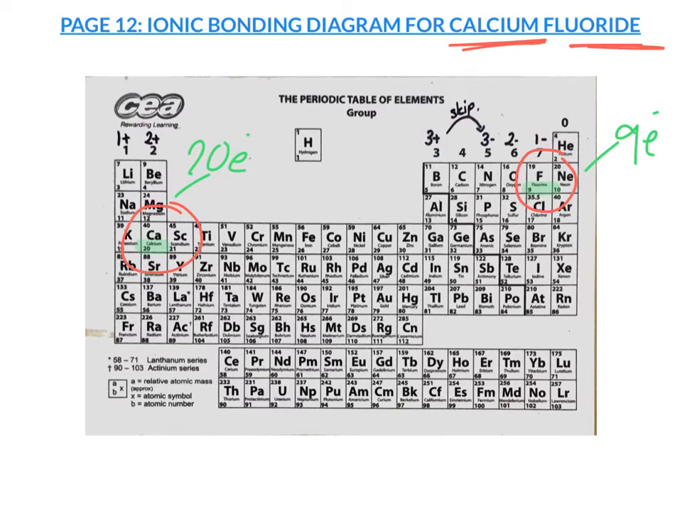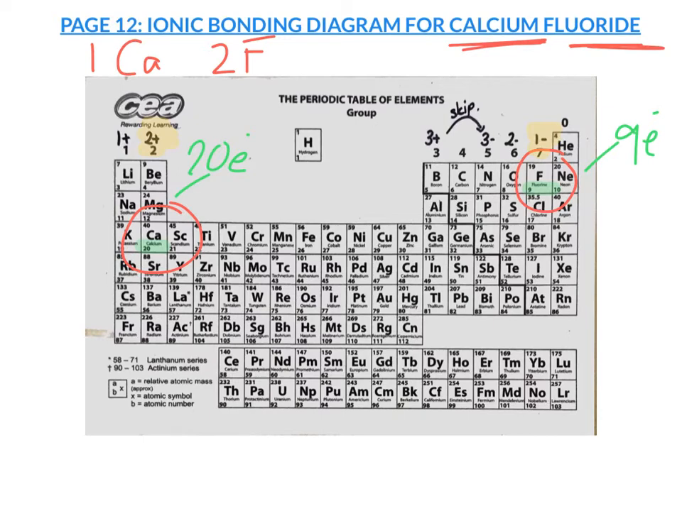The other thing you want to look at is the charge. Calcium is going to form a 2 plus, I've done the wrong thing. It's going to form a 2 plus ion, whereas fluorine's going to form a 1 minus ion. And the last thing you need to know is that we're going to have 2 fluorines in this, and we're going to have 1 calcium. So it's going to be 1 calcium, and it's going to be 2 fluorines. And you're going to see why that is when we draw the actual diagram.